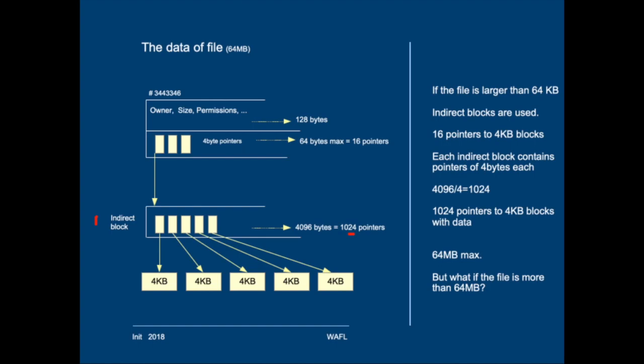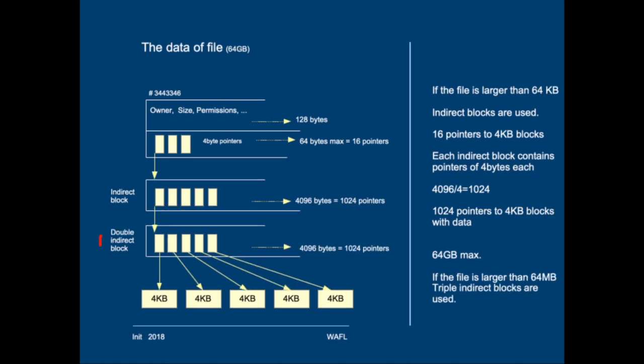And if the file is larger than 64 meg, then double indirect pointers are used. That will allow for 64 gigabytes. And there are also triple indirect blocks that will give you 64 terabytes. Now the last thing I heard was that the maximum file size in ONTAP is 16 terabytes. So triple indirect blocks should be more than enough.